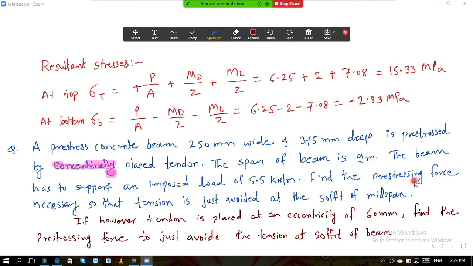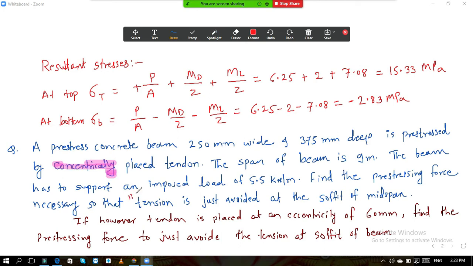Some of these values were given to you in the earlier problems up till now which we have solved. Now here in this problem what they say is, find the prestressing force so that the tension is just avoided at the soffit of midspan. So this is the condition given to you. Okay. So this is the condition.